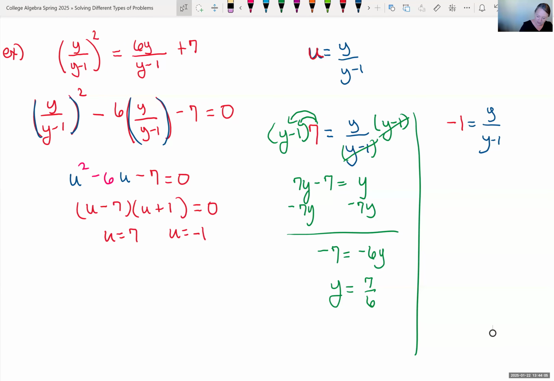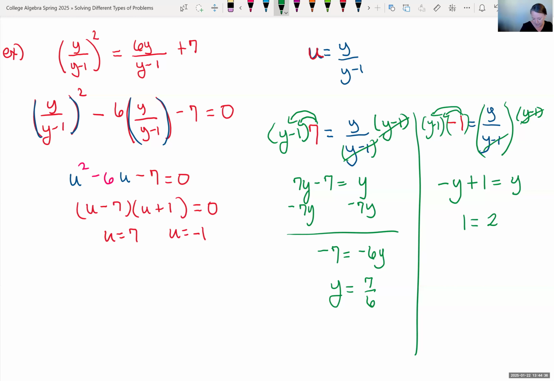Same idea on the other equation. Clear the fraction by multiplying by your denominator of y minus 1. Let's distribute our negative 1 to both terms in y minus 1. So negative 1 times y is negative y, and negative 1 times negative 1 is plus 1, equal to y, since the y minus 1's cancel. Y is on one side of the equation, so let's add y to both sides. You get 1 is equal to y plus y, which is 2y. Then divide by 2 to get y by itself, and we get y is equal to 1/2.